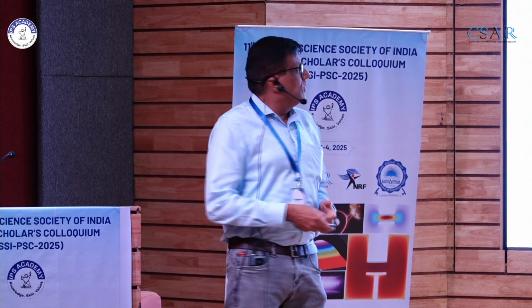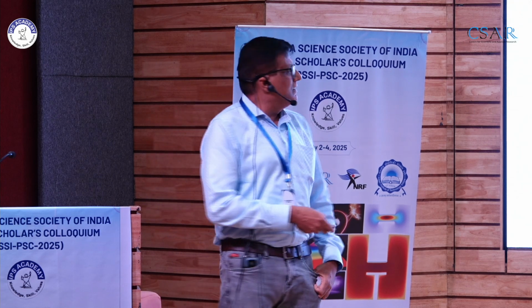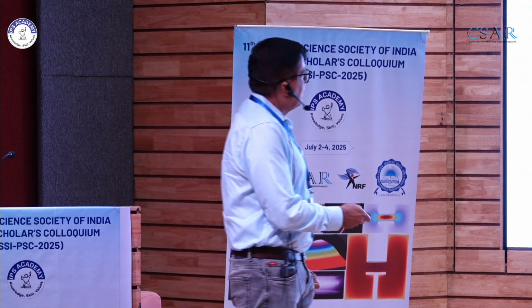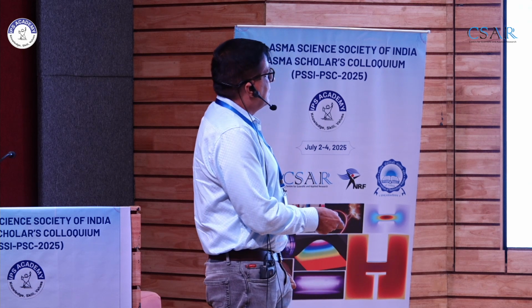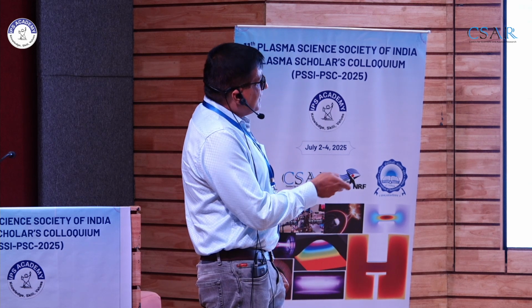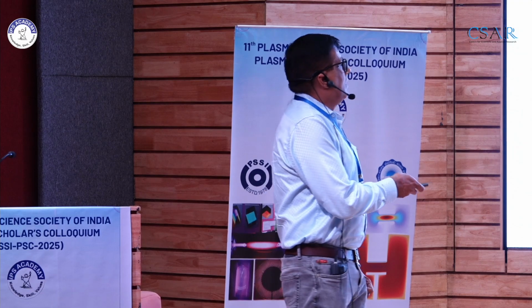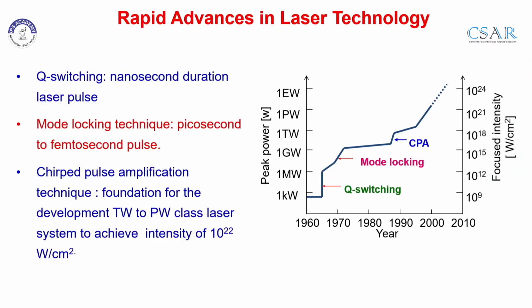As Professor Murthy told, there is a rapid advance in laser technology which helps to improve the peak power of laser systems. Initially, the growth rate is very fast, going from less than a kilowatt to a gigawatt with the development of technologies. But there is a lull from the mid-1970s to 1990s, when the power doesn't increase much. The development of the chirped pulse amplification technique led to the foundation for terawatt to petawatt class laser systems, which can be focused to achieve intensity in excess of 10^22 watt per centimeter square.